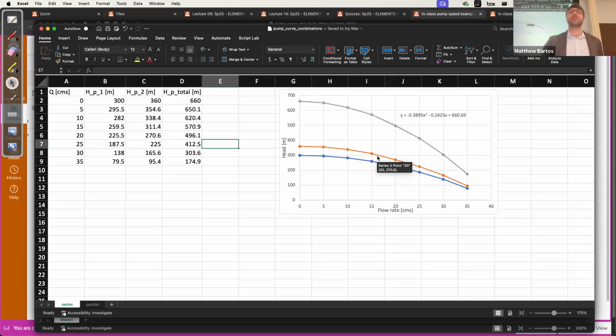So are there any questions on this example with pumps in series? So this one I think was a little bit more clear. Are there any questions on pumps in series?